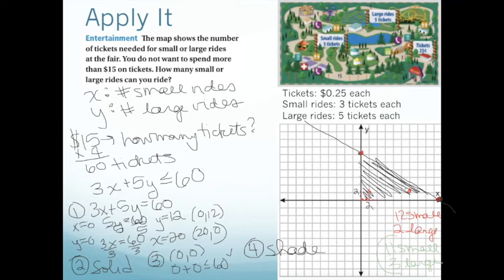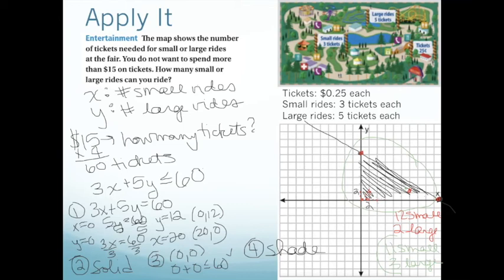So how many small and large rides can we ride? Well, we actually have a lot of different answers to that. And so our graph demonstrates the answer to that question. There's no single answer to this question.